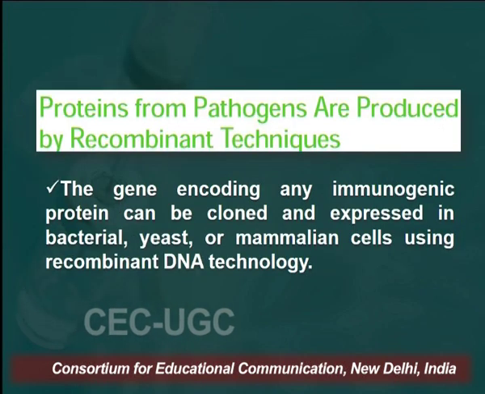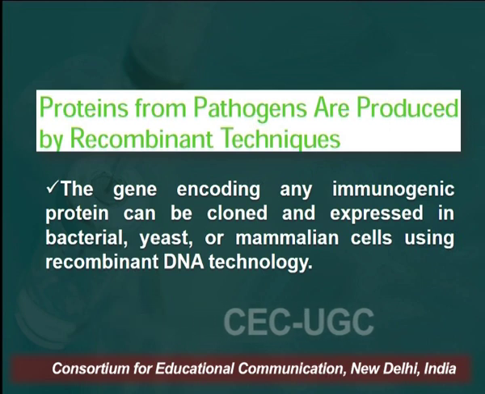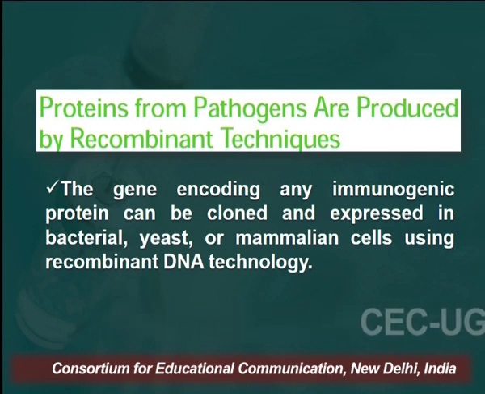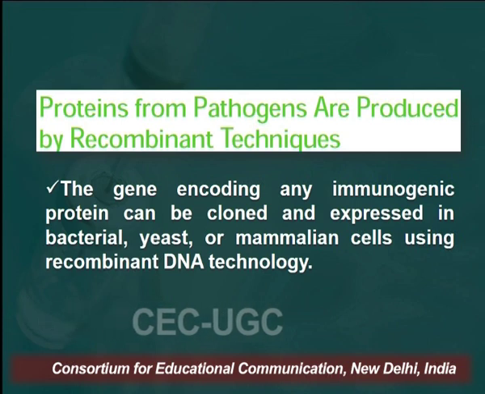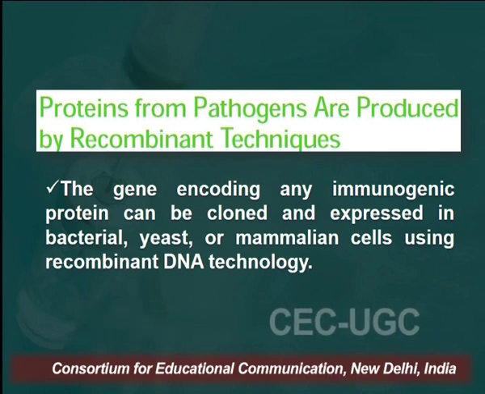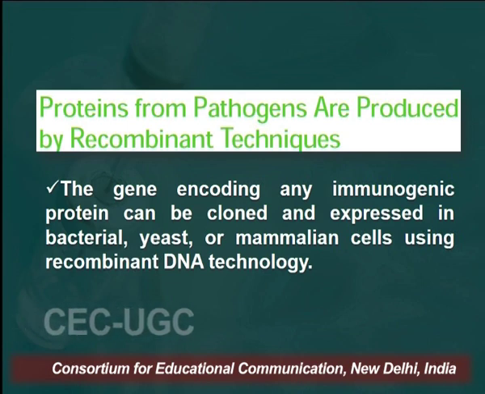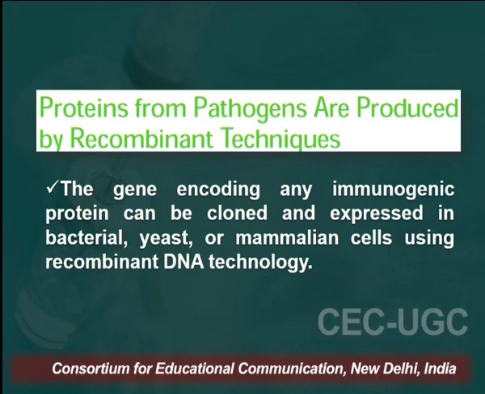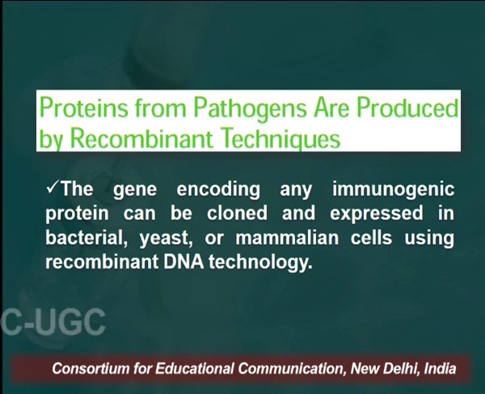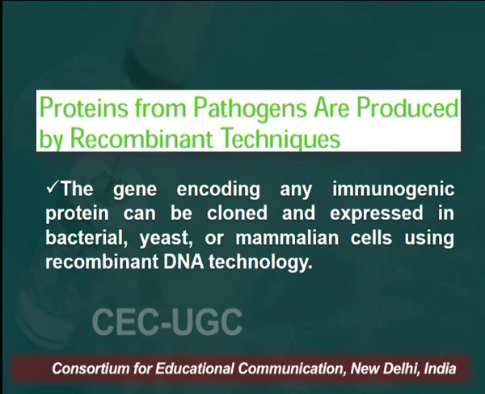Now there are certain other proteins which are produced. These proteins are then used with the help of recombinant technology to develop the vaccine. Recombinant DNA technology is now also being used for the development of certain vaccines. In this, the genes encoding the immunogenic part of that particular pathogen are used, which means the part that, when administered into the body, elicits the immune response.